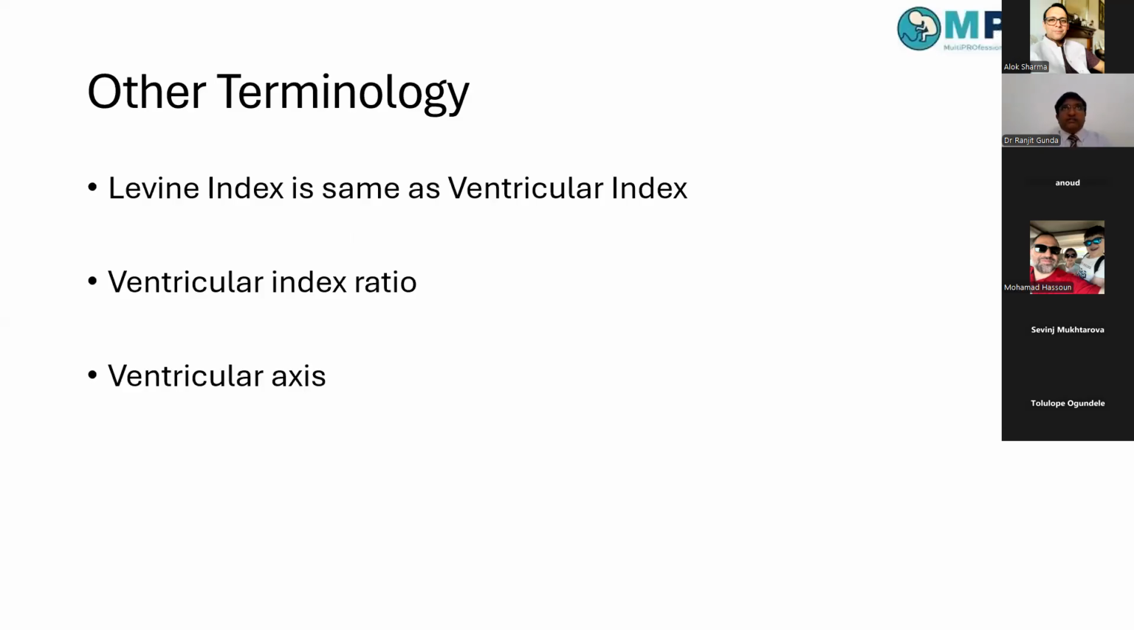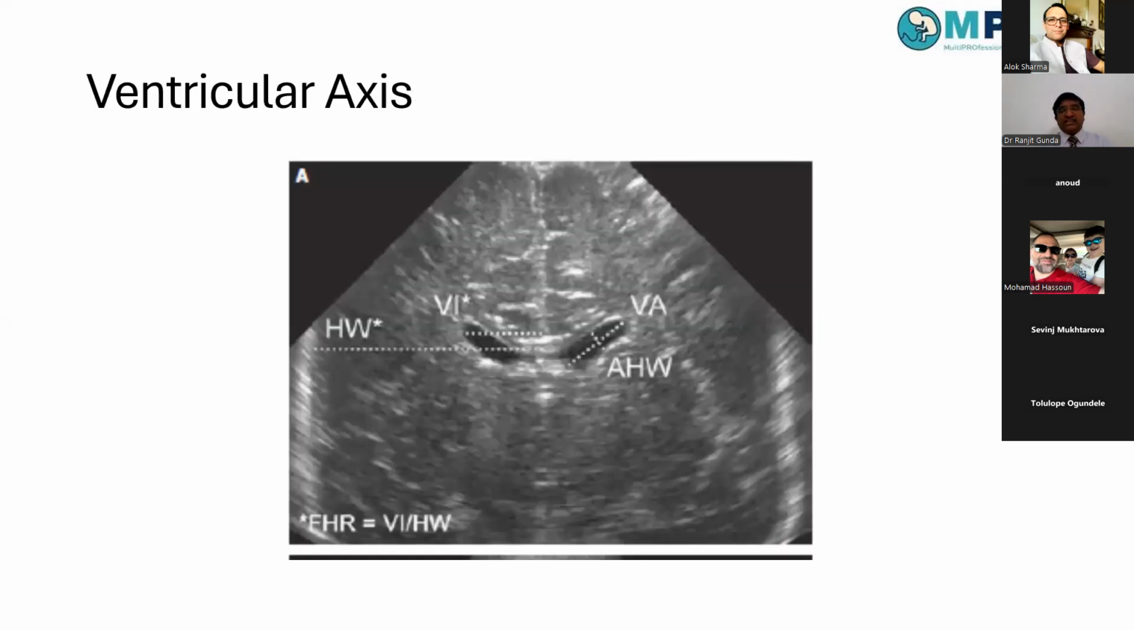Other terminology for the lateral ventricle measurements is what we call the ventricular axis. In the same C3 view, or sometimes the C2 view, it is the vertical dimension measurement of the ventricle. People have started looking into it, but there isn't much literature and it doesn't help much in our clinical management. But if you come across the terminology of ventricular axis, this is what we measure diagonally along the vertical axis of the lateral ventricles in the C3 view.